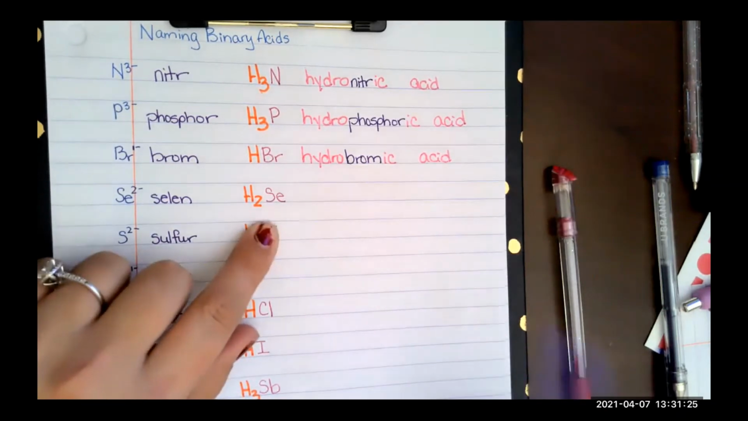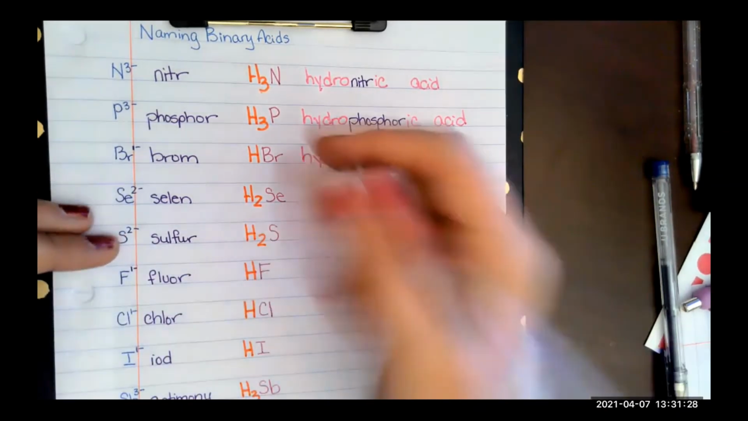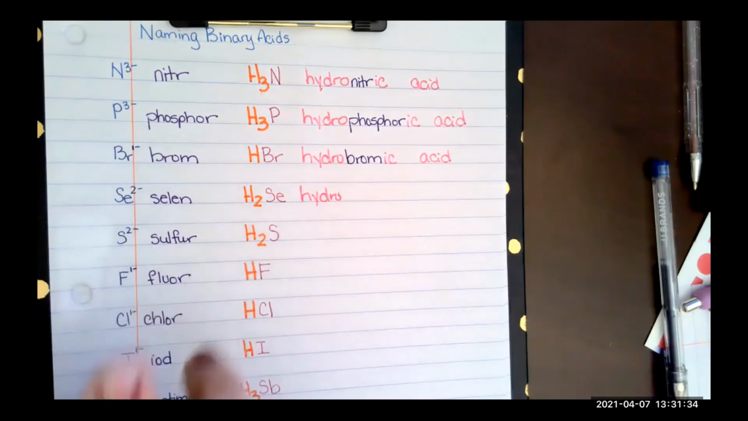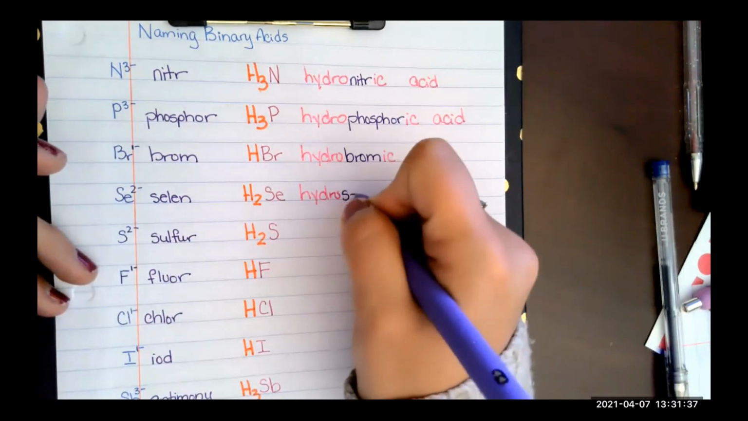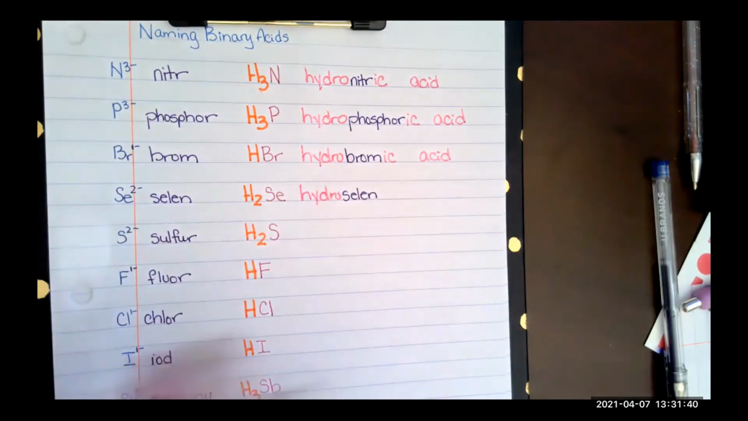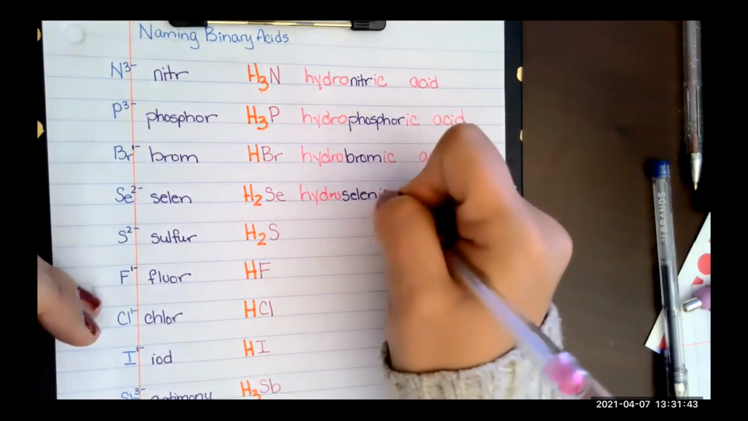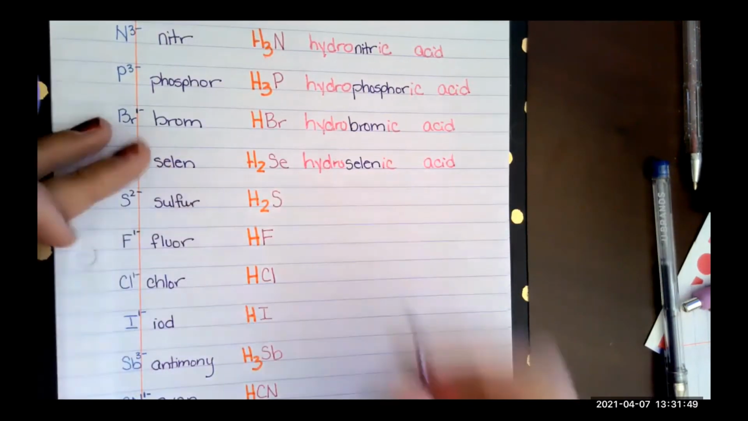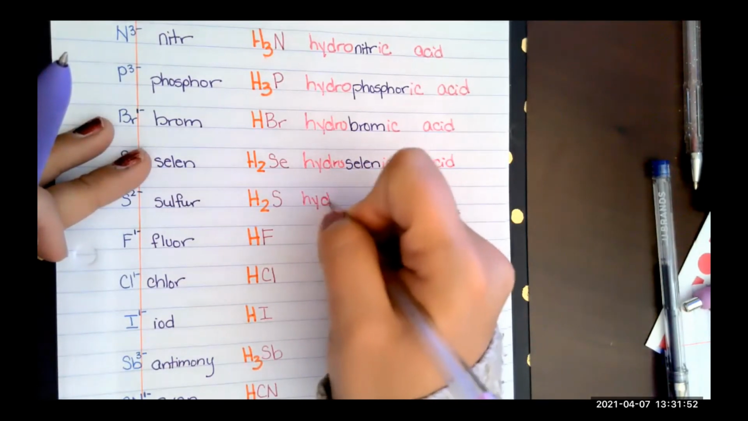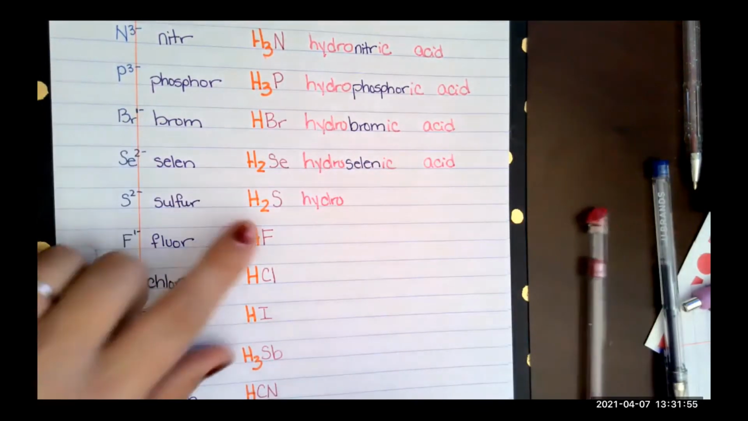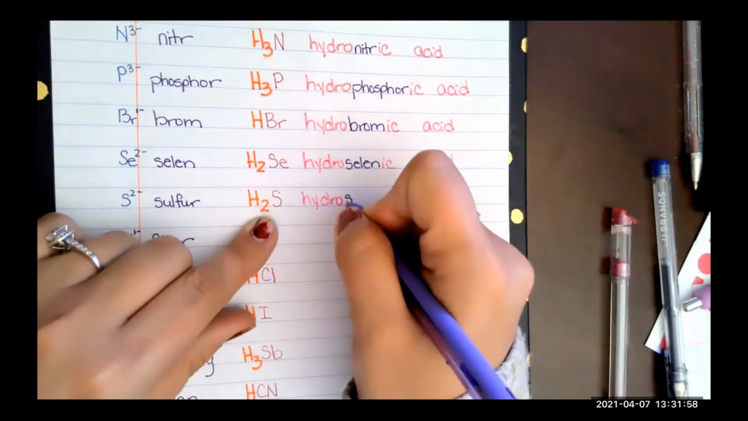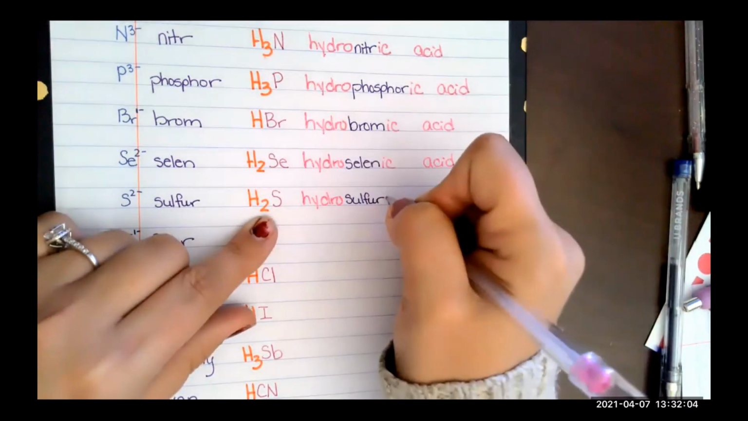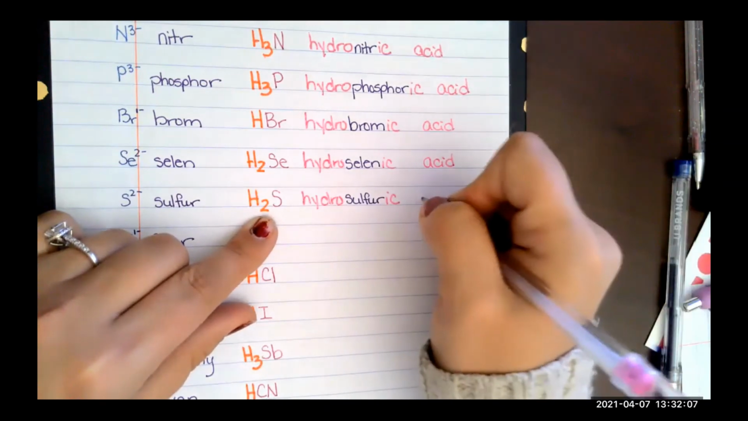So H2Se becomes hydroselenic acid because every binary acid starts with hydro. The root of Se is selen. You always end a hydro binary acid with ic, and then you add acid. H2S, you start with hydro. The root of S for acids is sulfur. You end with ic, so hydrosulfuric, and you're not complete till you write the word acid.